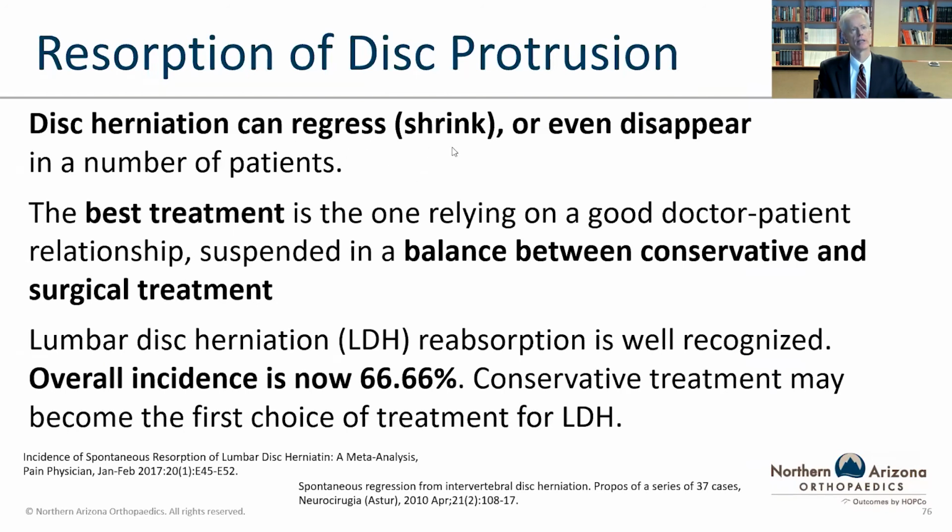So disc herniation can regress or resorb or shrink in a big number of patients. So the best treatment, therefore, is a balance between conservative care, where you might have medicine, physical therapy, good body mechanics, and doing the right thing for your back, not bending and twisting the wrong way, etc. As long as you're able to function and you're not having a severe neurologic dysfunction like weakness, you can continue on the conservative approach, as long as the pain is not intractable, etc.